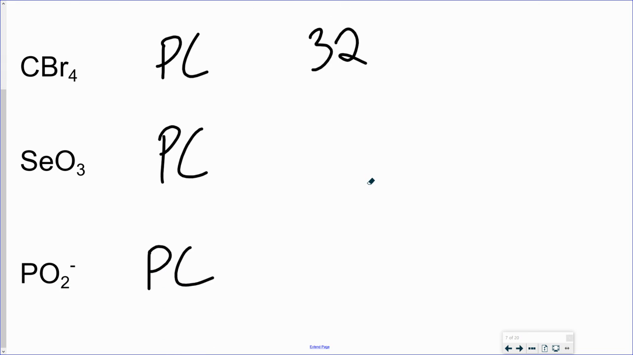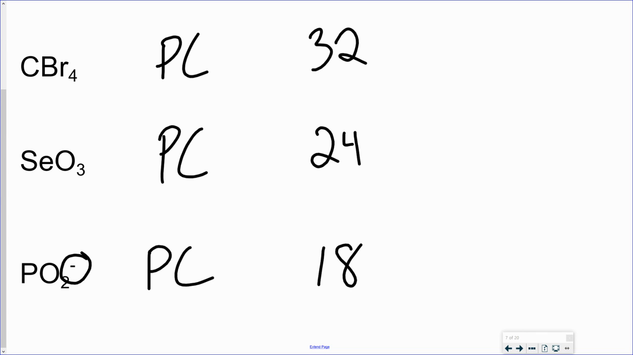Se also has 6, so does oxygen. 6 times 4 then, because remember 1 and 3 makes 4, is 24. And finally we have P, which has 5. Each oxygen has 6, so 6 times 2 is 12, plus 5 is 17. Don't forget your negative, making it 18.